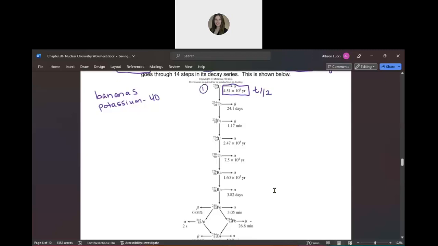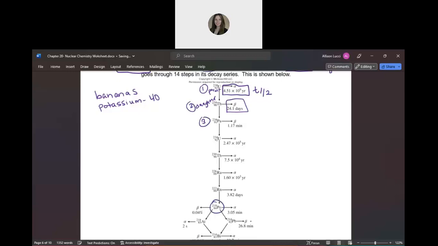We then see that thorium-234 is created. That goes through beta decay. The half-life for that is only 24.1 days. So that's how you can interpret this radioactive decay series found in your textbook. You have the parent, then the daughter, in each of these 14 steps. This is step 2, 3, etc.